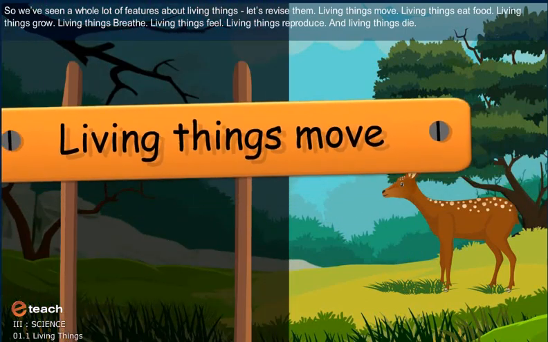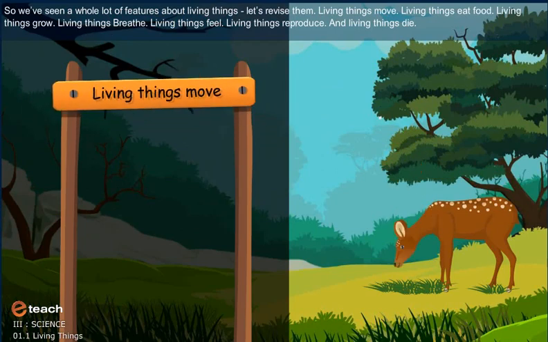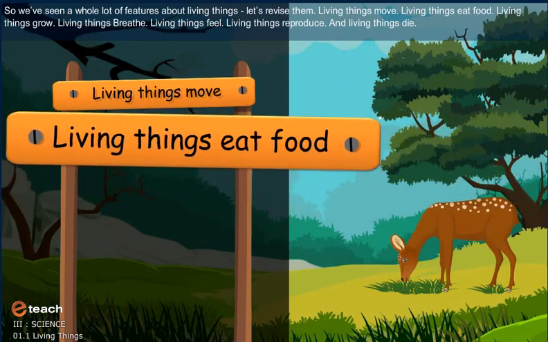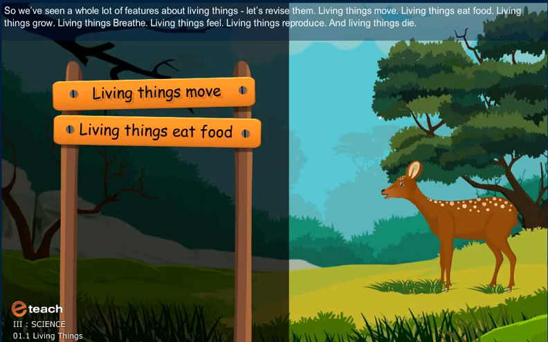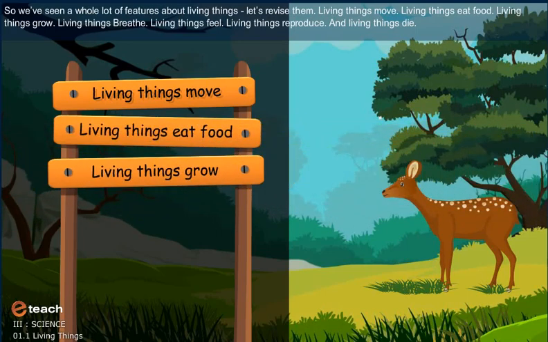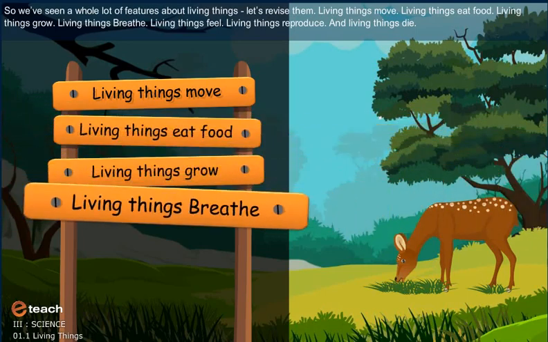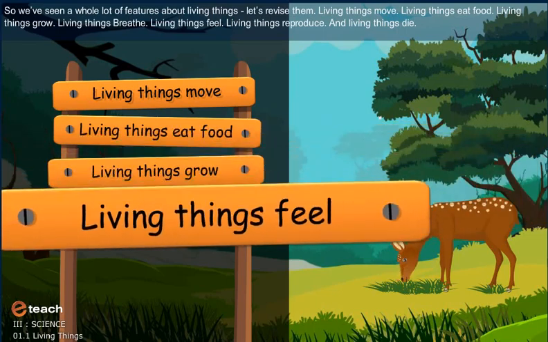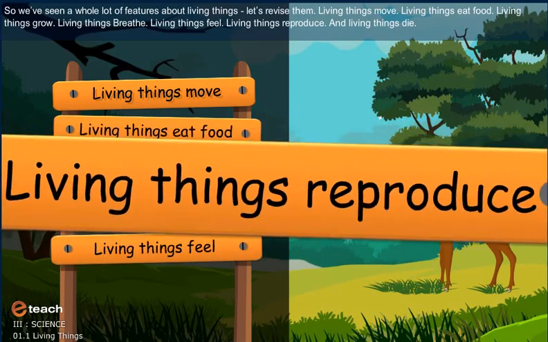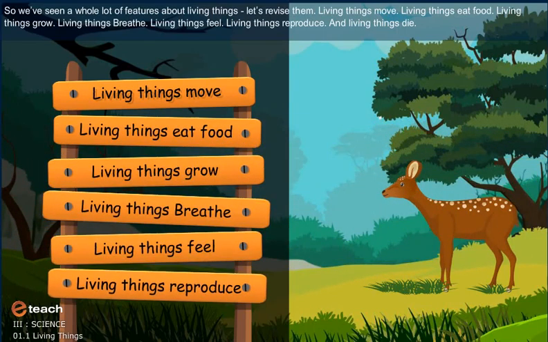Let's revise them quickly. Living things move. Living things eat food. Living things grow. Living things breathe. Living things feel. Living things reproduce. And living things die.